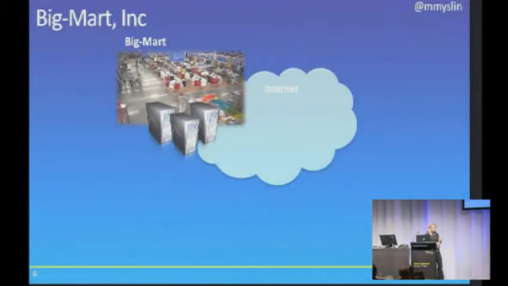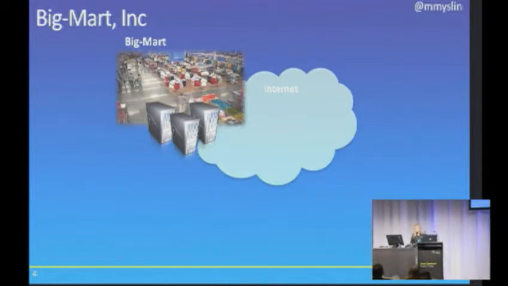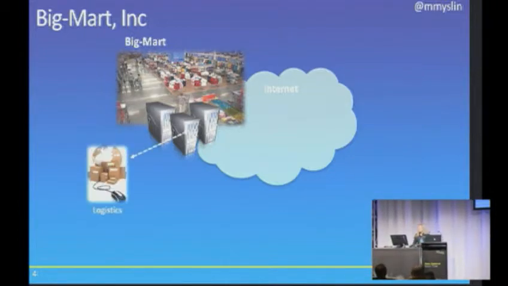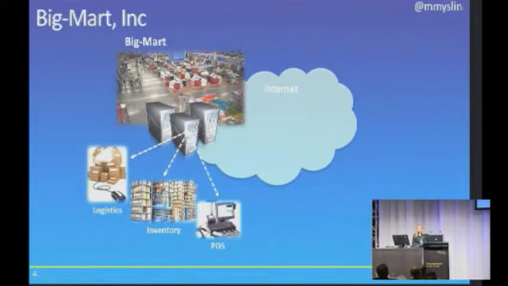So for that, I want you to imagine a company, Big Mart. Big Mart is a large retailer. They sell anything from local goods, from local companies, to clothing. It's a Walmart, you can imagine. So Walmart, just like any other big retailer, will go ahead and build a bunch of LOB applications. Logistics, inventory, point of sale, to help them with their operations.